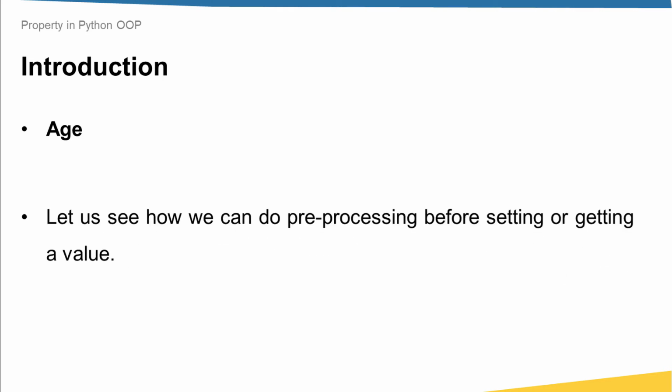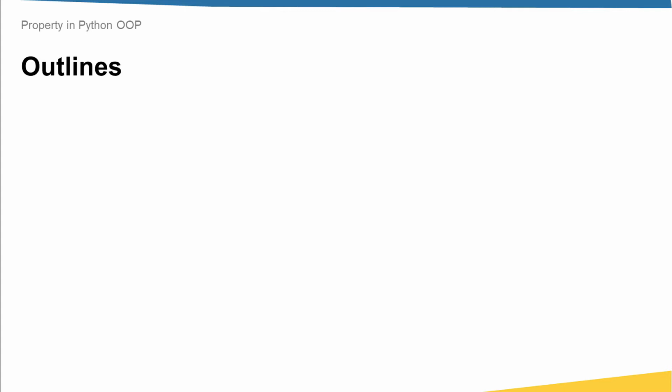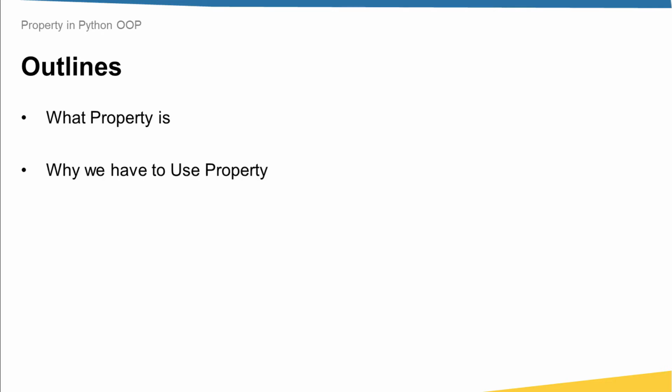So the question now, how can I add a kind of pre-processing before I set or get a value? In order to know that, join me in this lecture. In this lecture, we will learn about a new concept in Python OOP, which is property. So I'll start by defining what a property is. Then we will see why we have to use a property and how I can define a property. And I'll end this lecture with a quick summary. So let's get started.